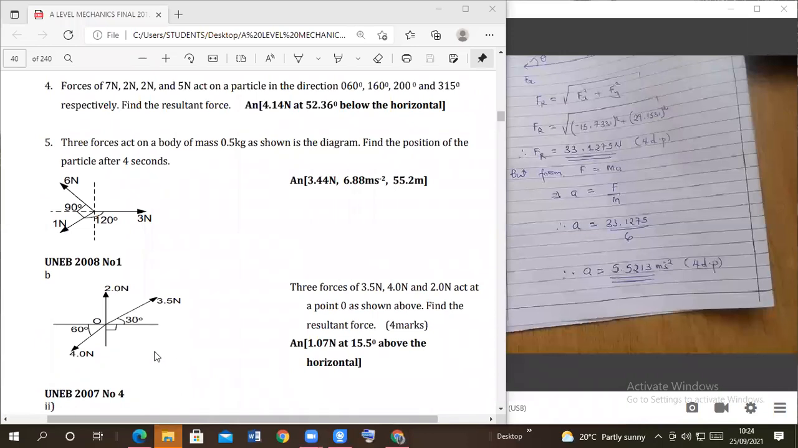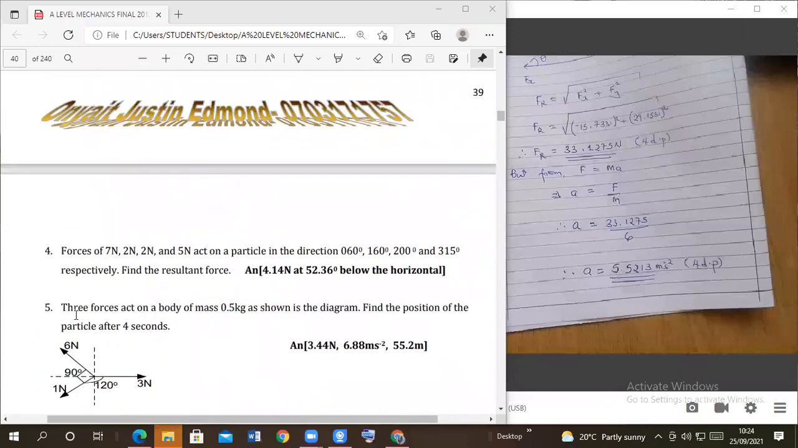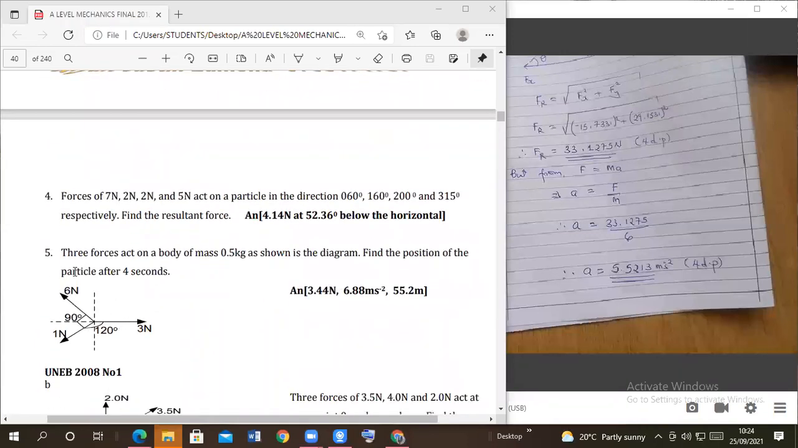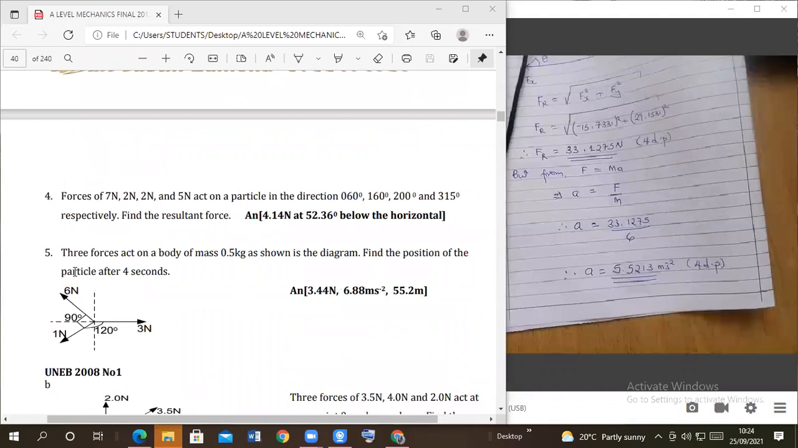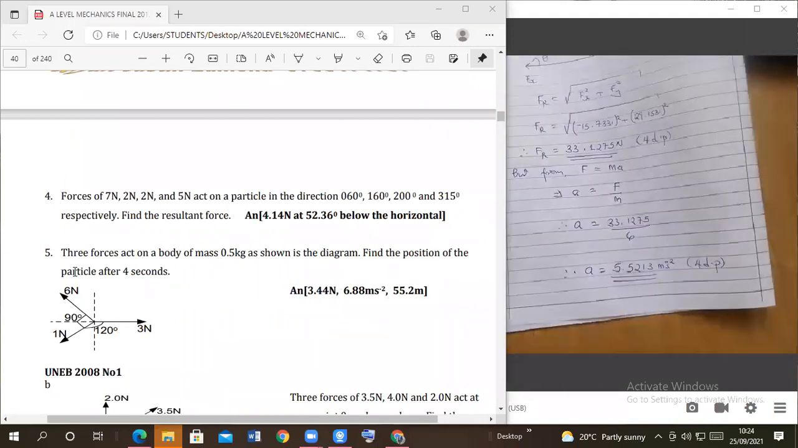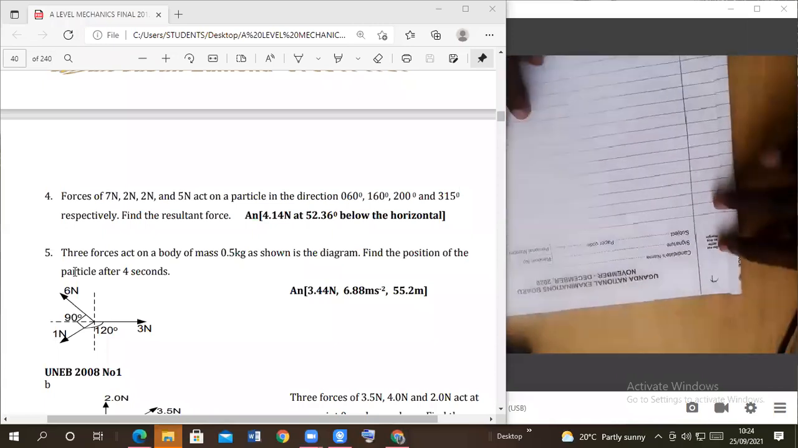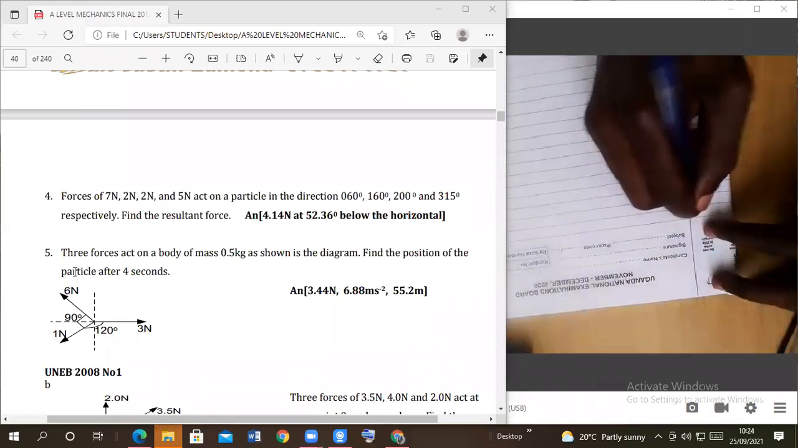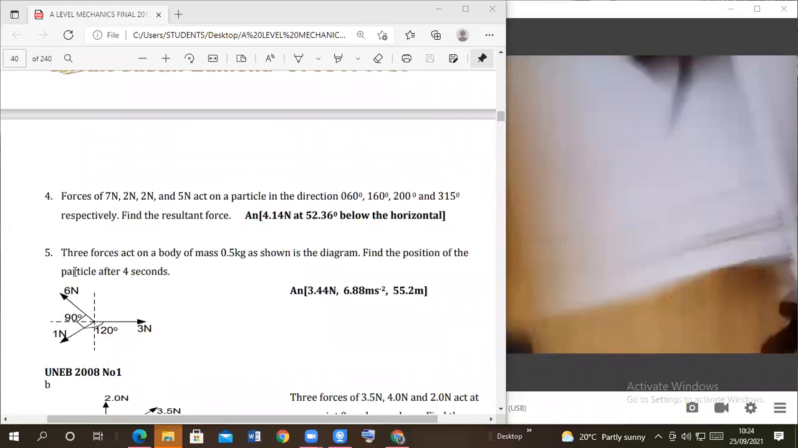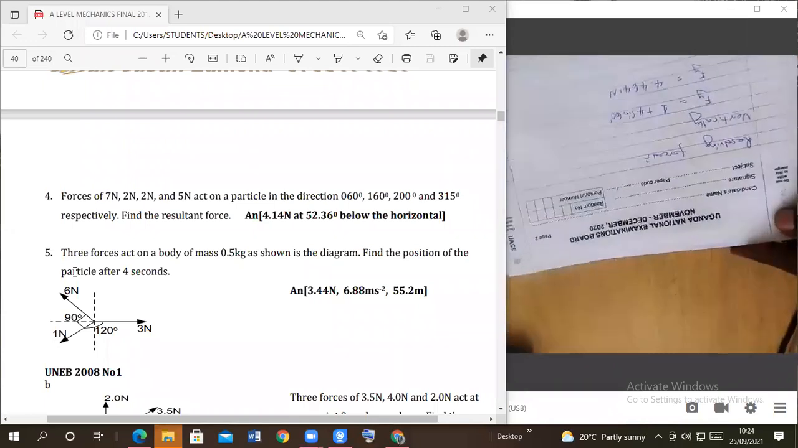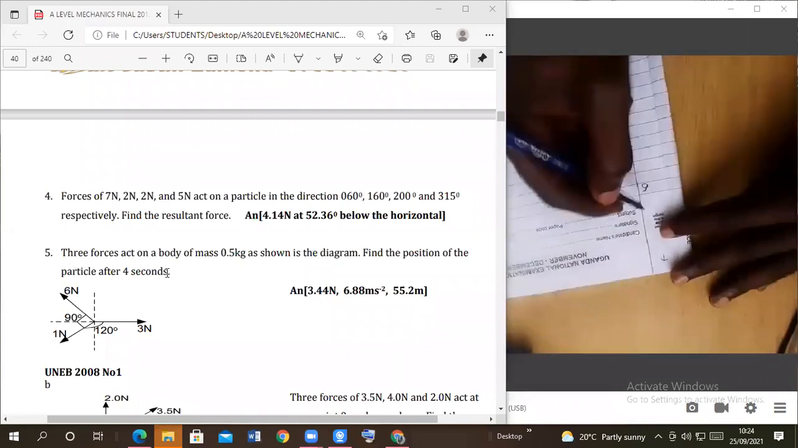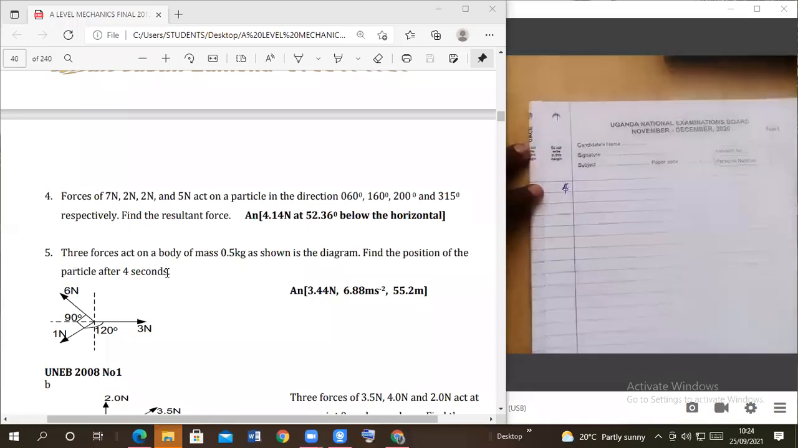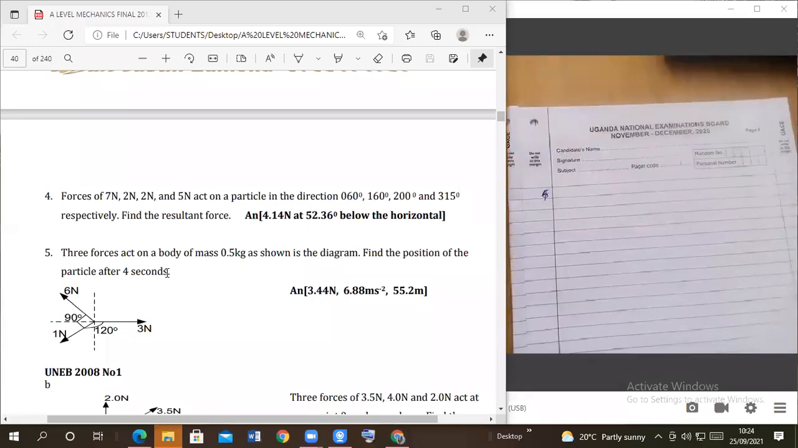Okay, let's do question number 5. Let's also work on that. And we end on resolution of forces there. This is now our number 4, that is number 4.